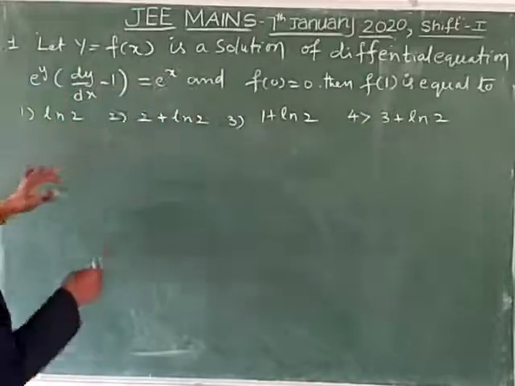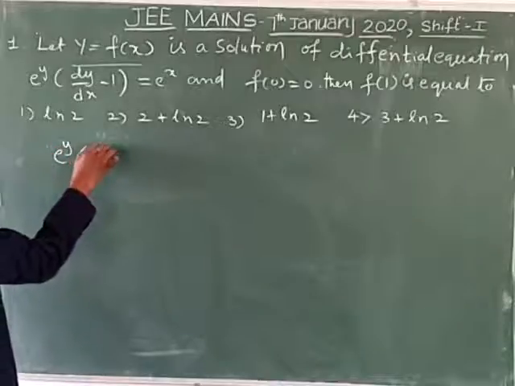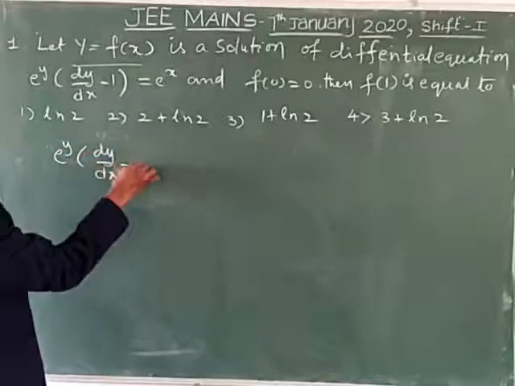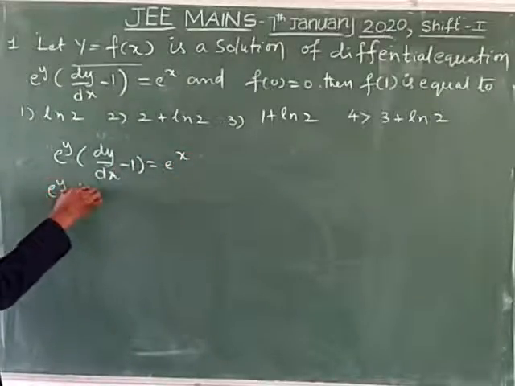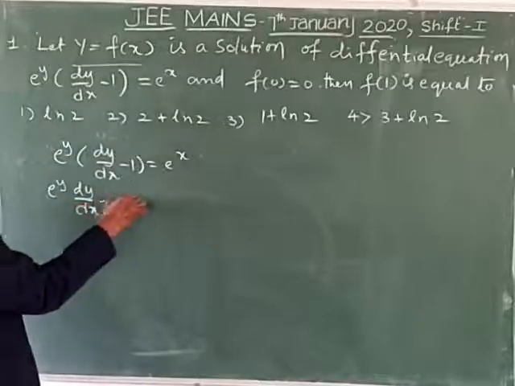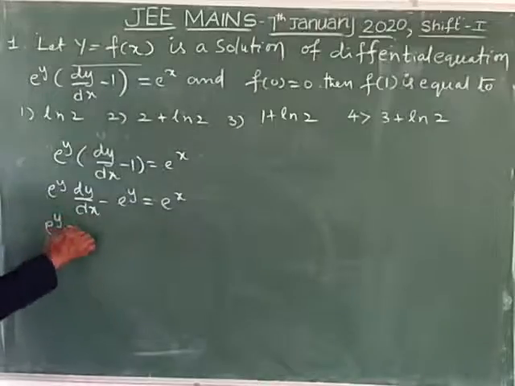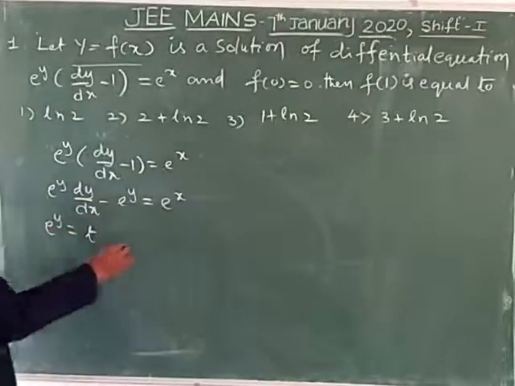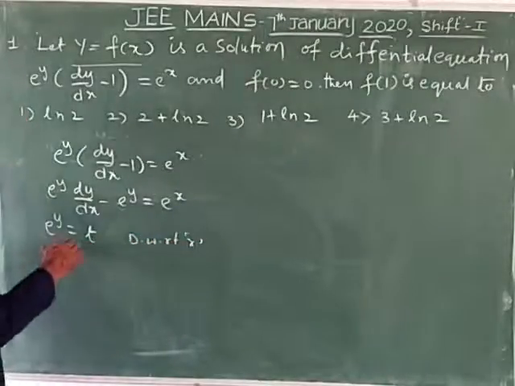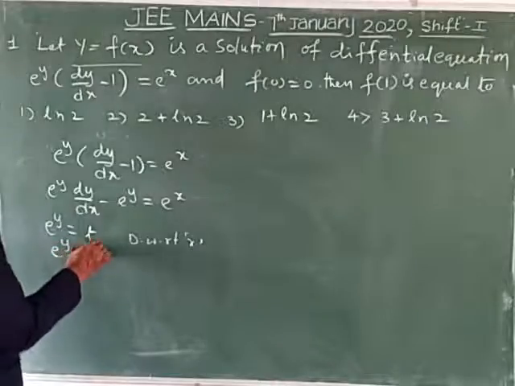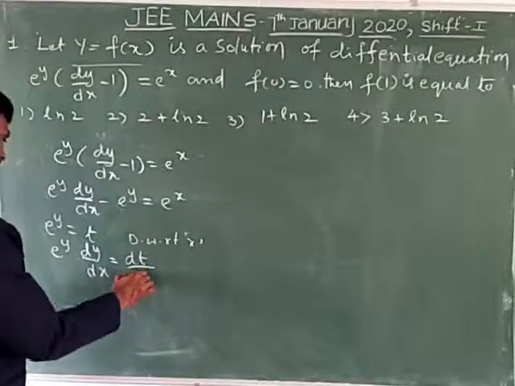See here, the differential equation y equals f of x is given, and at the same time e to the power of y into (dy by dx minus 1) equals e to the power x is given. Now you have to multiply this out: e to the power of y into dy by dx minus e to the power of y equals e to the power x. Here, for e to the power y you take some t, then differentiate with respect to x on either side. Here e to the power of y into dy by dx becomes dt by dx.